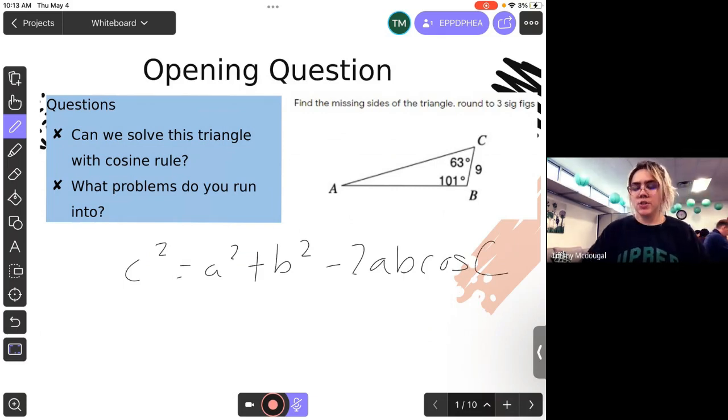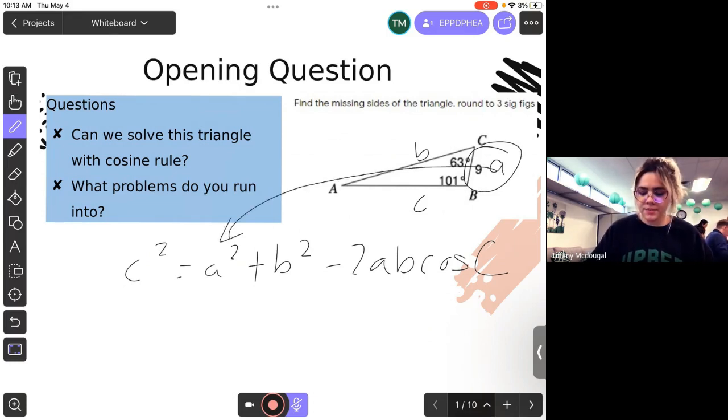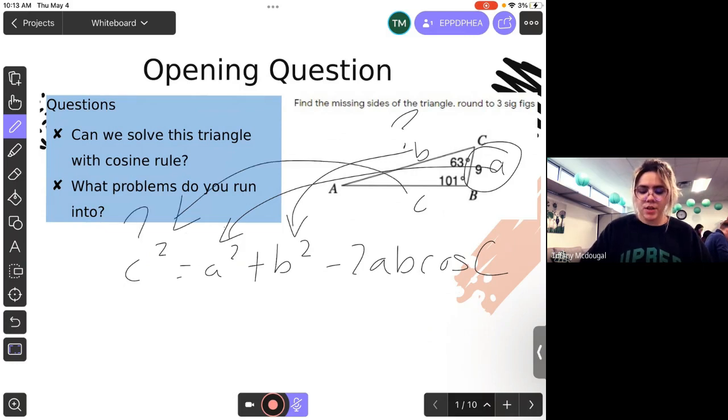Whenever we're looking at this triangle, you might already see the problem that we're running into if we label it little c, little b, little a. We see that we are given a, so that means that 9 would get plugged in right here. But you'll notice that we're not given b or c, which means we're going to have two unknowns whenever we're solving for this question. So if we have two unknowns, we can't solve for this right now. We would need at least one more side in order to use cosine rule here.